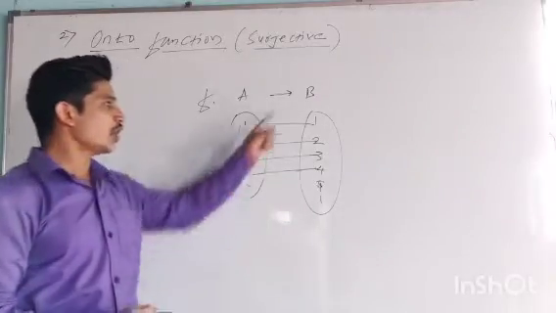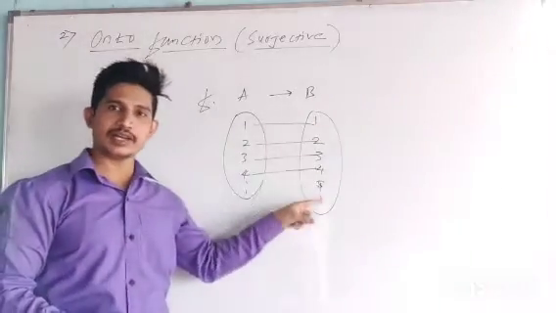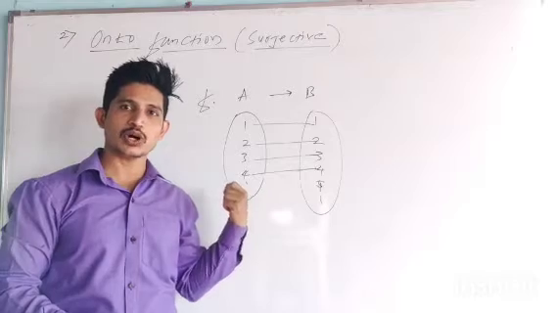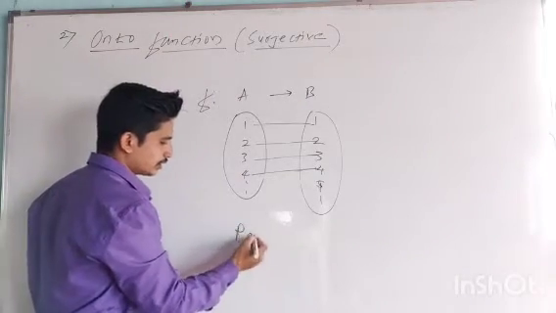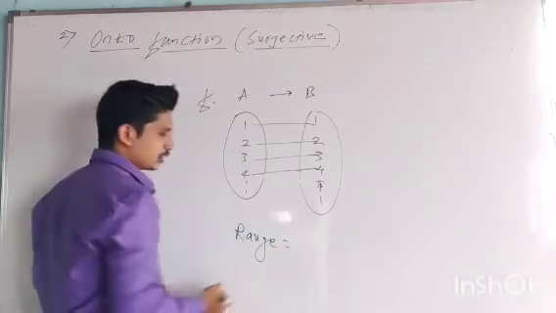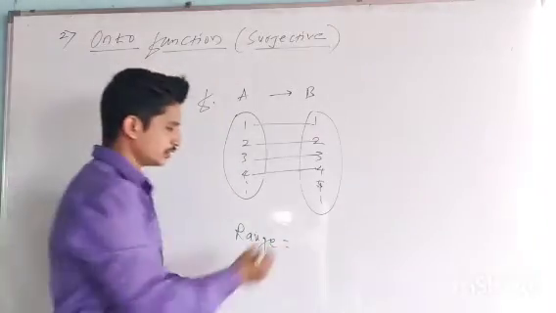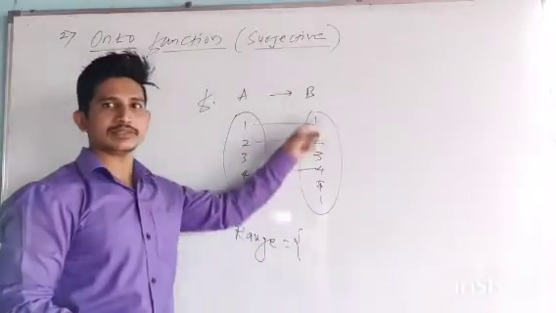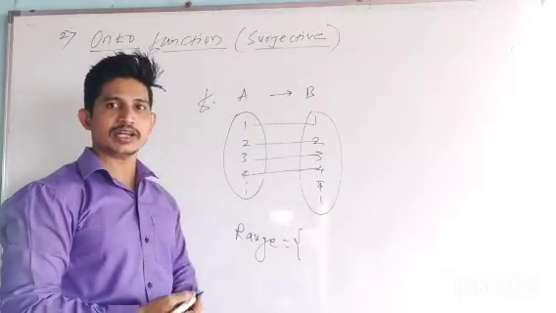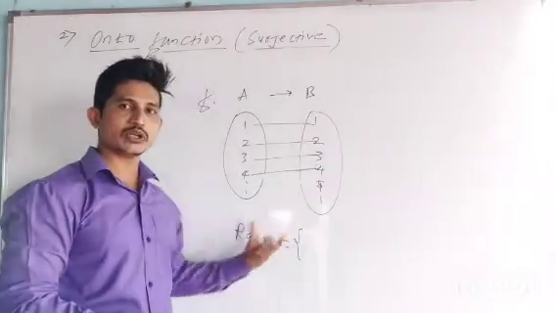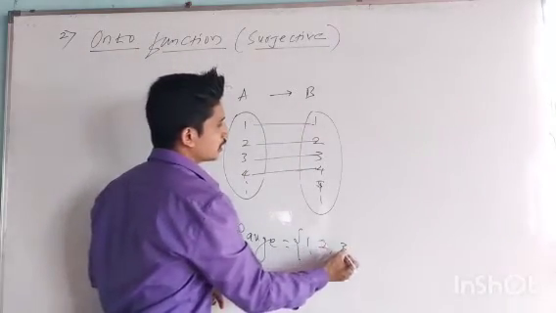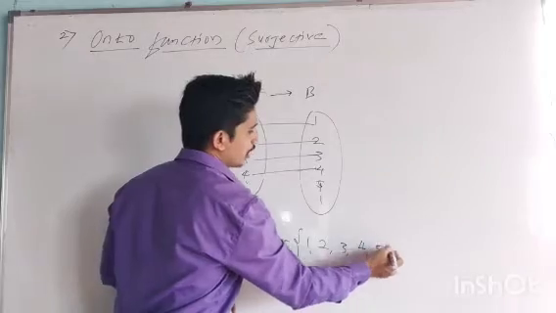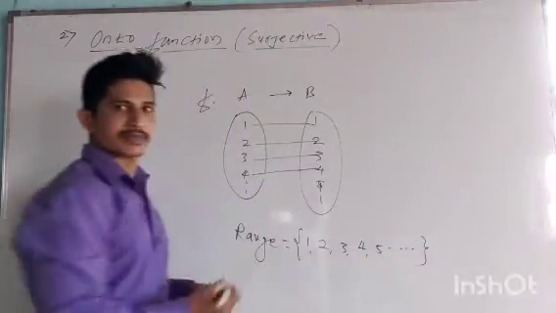Therefore, all the elements in the set B are paired. Then the function is called onto function. Or it is also called what here? Range. In the first year you have discussed that range means all the paired elements from the second set. All the paired elements from the second set is called range. So 1 is there, 2 is there, 3 is there, 4, 5 and so on.